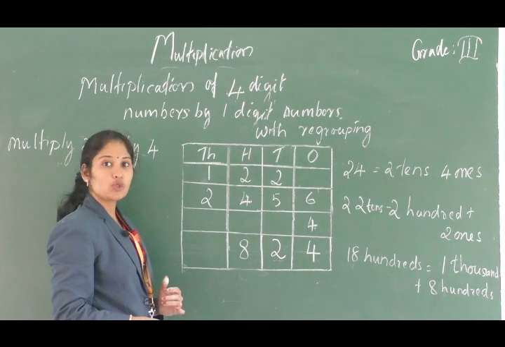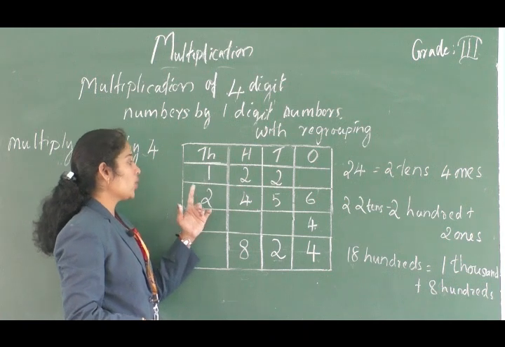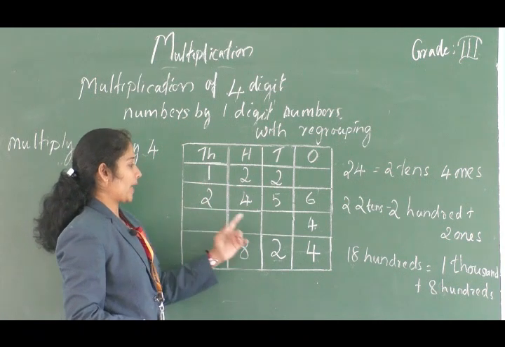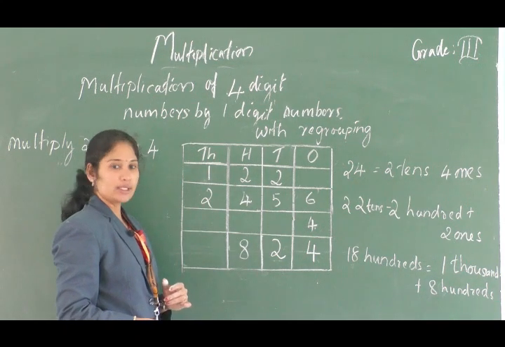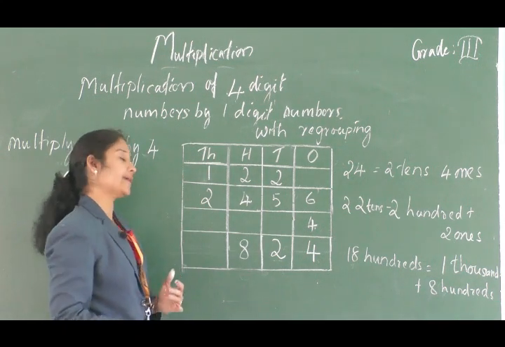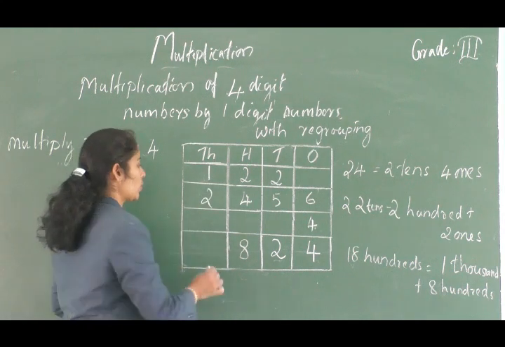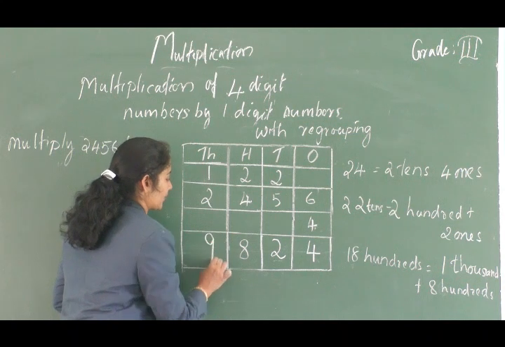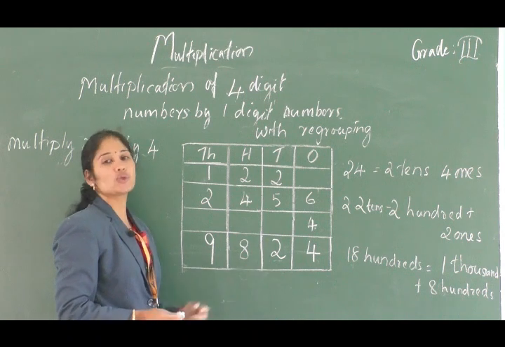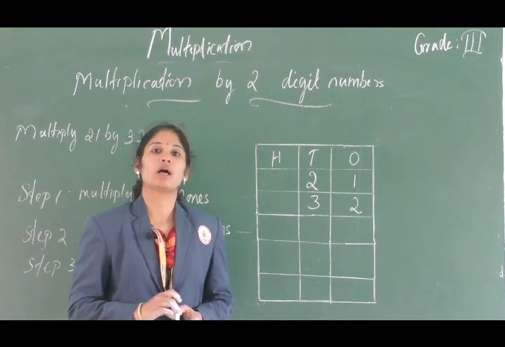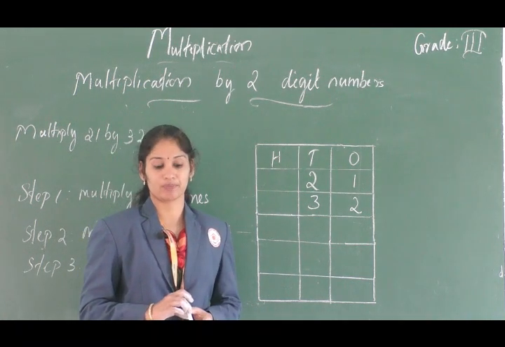Next which place do we have to multiply? Yes, thousands place. Thousands place we have 2000 and 4. Multiply 2000 into 4 is 2 into 4, yes, 8. And plus 1, 8 plus 1, 9. So 9000. We got the answer 9824.